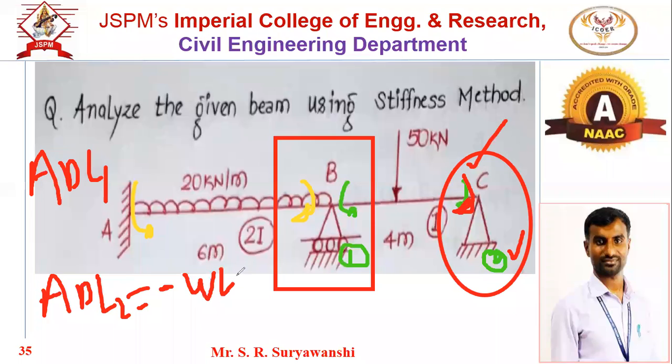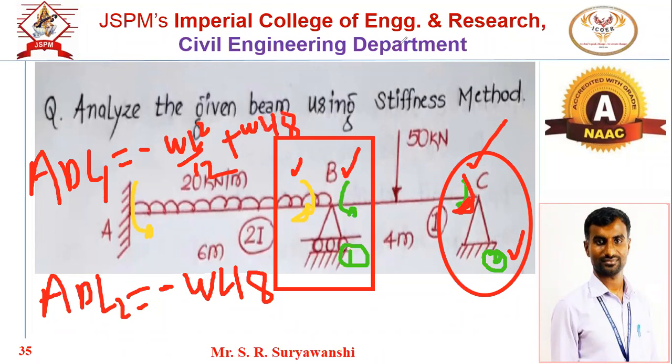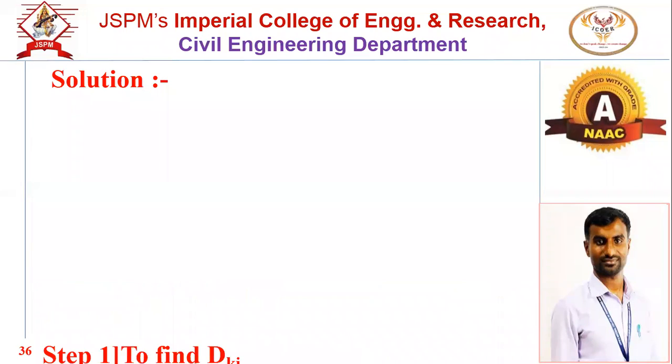Correct, WL by 8. And who will tell the movement for the UDL now? The UDL has two movements, clockwise and anticlockwise. Clockwise means minus, so the UDL gives minus WL² by 12. Anticlockwise is plus, for the central point load, plus WL by 8. Okay, so this is our ADL matrix.